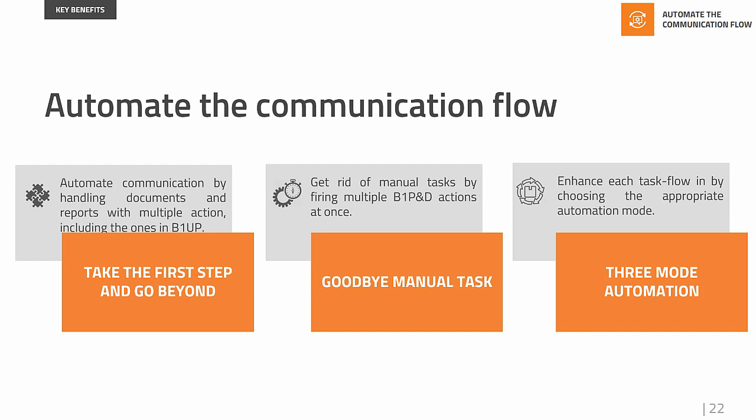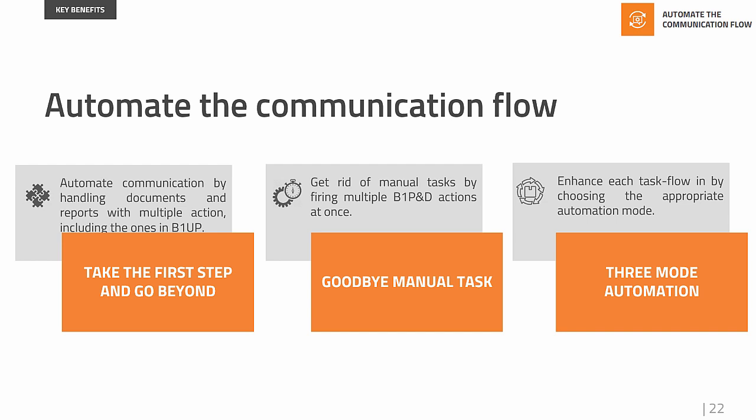We can say goodbye to manual tasks. We can get rid of manual tasks by firing multiple B1 Print and Delivery actions at once. Imagine by saving a document, you create a message, you send an email, you save the document, you also print some document that is needed in the warehouse, and you also send an email confirming the communication with the customer.